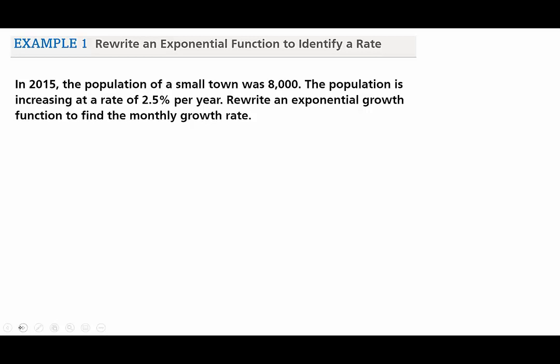In the first question, it says, in 2015, the population of a small town was 8,000. The population is increasing at a rate of 2.5% per year. Rewrite an exponential growth function to find the monthly growth rate. So a key word here is the monthly growth rate. Now remember, our formula is based on years, so we're going to have to adapt it a little bit.